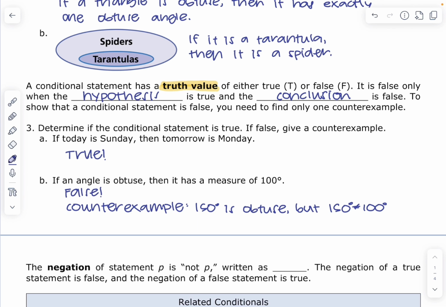Right? So 150 is obtuse. It does match our hypothesis, but it is not 100 degrees. It does not match our conclusion.